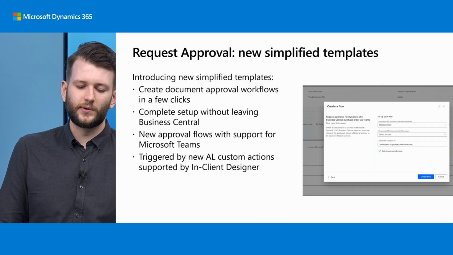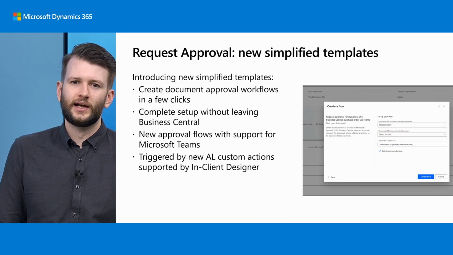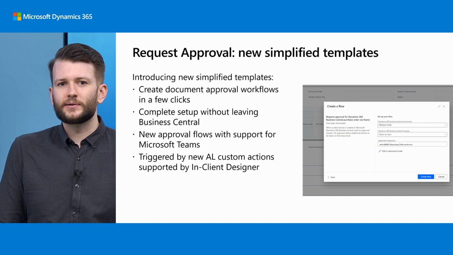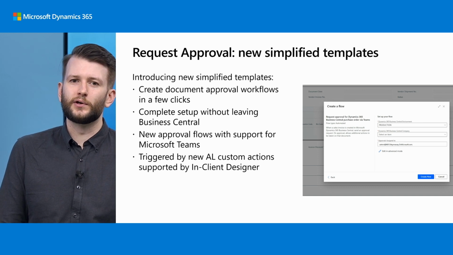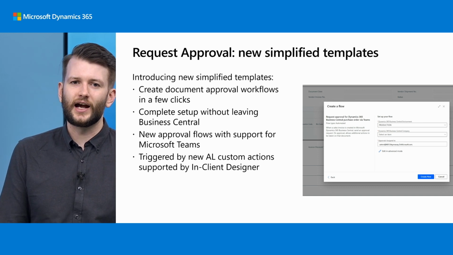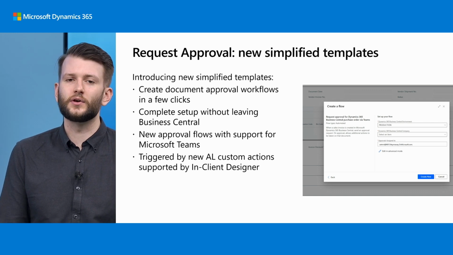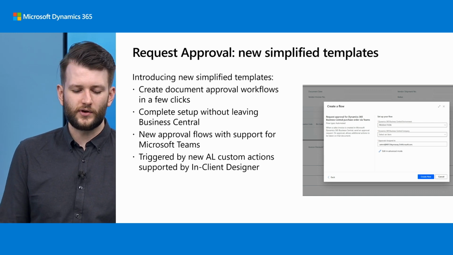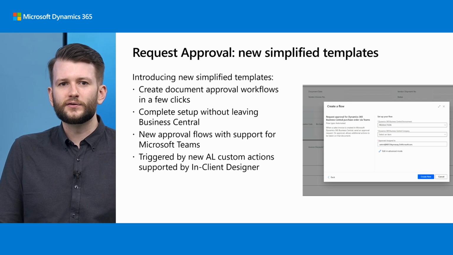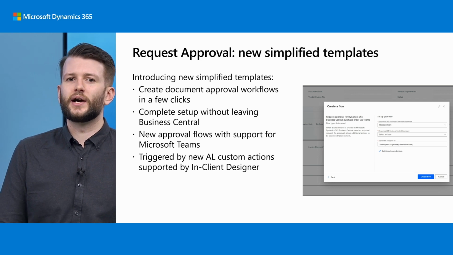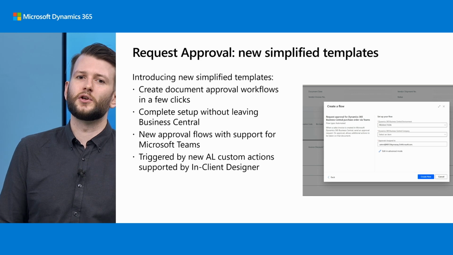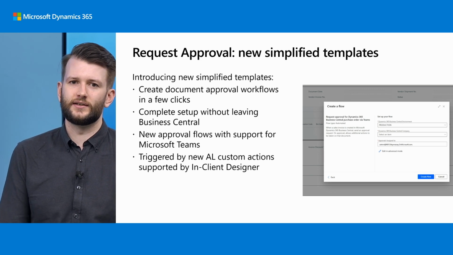So in this release, we're delivering new simplified templates. And these simplified templates are going to allow you to create document approval workflows with just a couple of clicks. And there's no need for you to even leave Business Central. So you can get started with document approval straight away. And all of these new templates are activated by a new type of custom action, which you can include in your own pages and of course support the in-client designer.